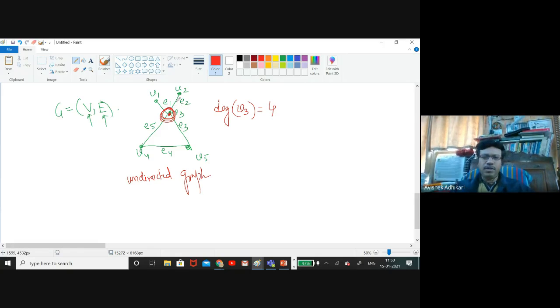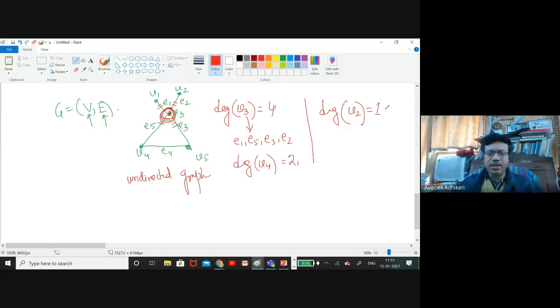Now you can understand why this is 4, because there are exactly 4 edges incident on this vertex. So that's why the degree of this vertex is 4. Who are these edges? The edges are E1, E5, E3 and E2. So they are the 4 edges incident to this vertex V3. That's why the degree is 4. Can you tell me the degree of V4? The degree of V4 is 2. And the degree of V2 is 1. Okay, so now I think this concept is clear.